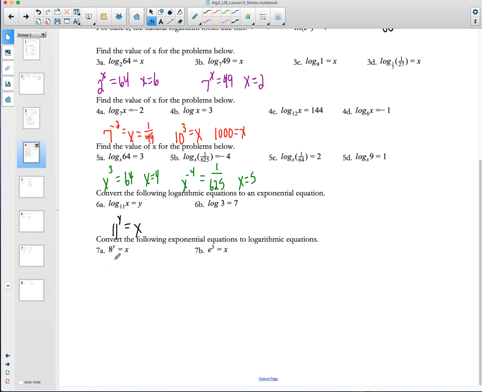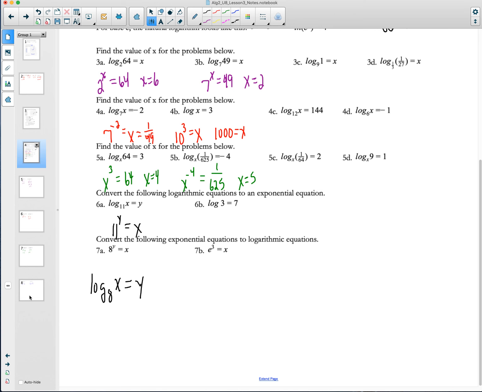On 7a, we want to convert it to a logarithmic equation. So 8 to the power of y is equal to x means that we're going to have log base 8. Now remember, the result is here, and it's equal to whatever the power was. So there's 6a and 7a, and you guessed it, you're right on. Do 6b and 7b. Pause the video, give that a shot, and let's see what you did.